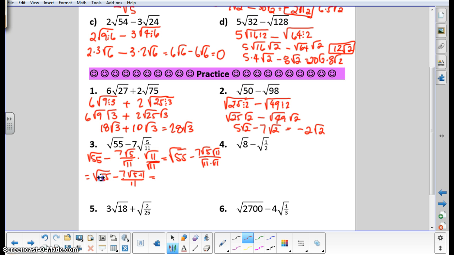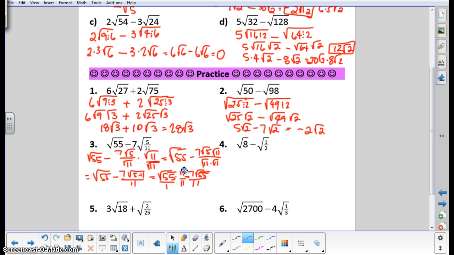Okay, we're still working on simplifying this, and then we'll combine that fraction. So that's root 55 minus 7 root 55, because I multiplied that 5 times that 11 right here under the root, over 11. Now in order to combine these, we're going to have to put that root 55 as a fraction over 11. So we have to have like denominators. So I'm going to multiply that by 11 over 11.